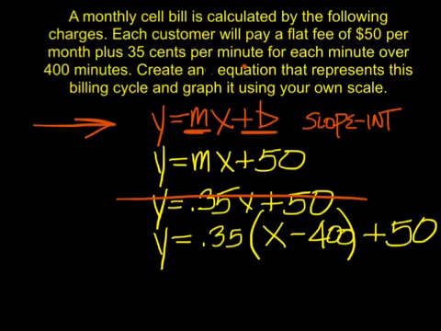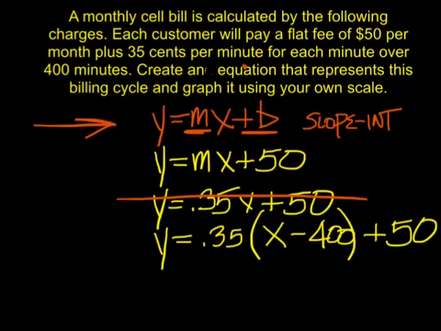What we did so far is we discovered we have to pay a minimum of 50. So no matter what we do with our minutes, we have to pay $50. So that's why we put plus 50. You're charged 35 cents per minute for each minute over 400. So here's 35 cents times the number of minutes we use plus 50.